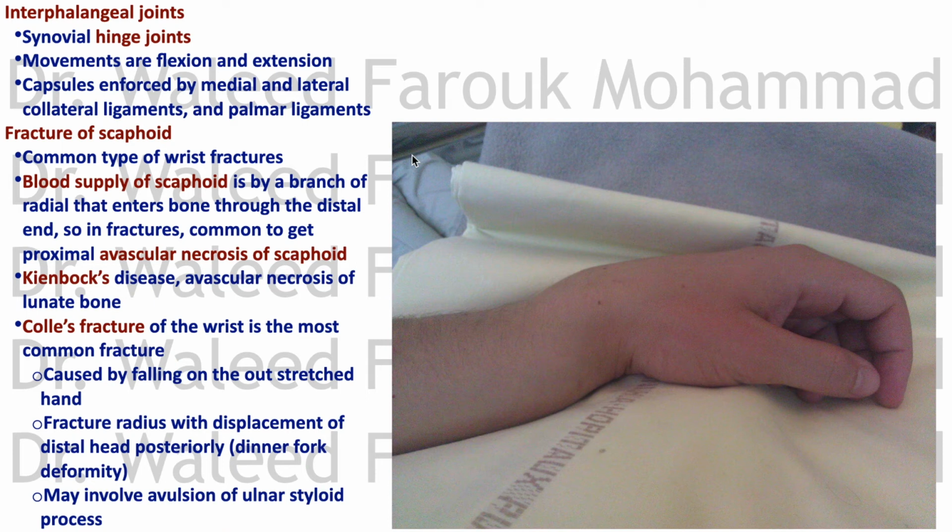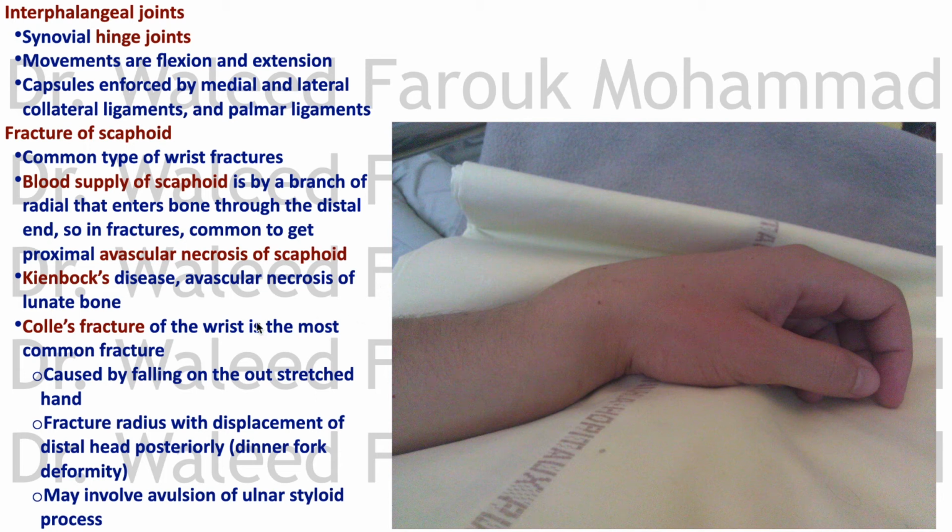Now, fracture of the scaphoid is a common type of wrist fracture. The blood supply is the problem here, because the blood supply of the scaphoid is by a branch of the radial artery that enters from the distal end. So in fractures, there is proximal avascular necrosis of the scaphoid. There's another type of avascular necrosis called Kienbock's disease. It's avascular necrosis of the lunate bone.